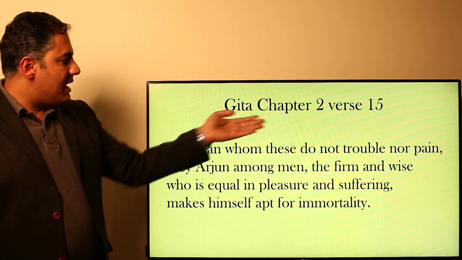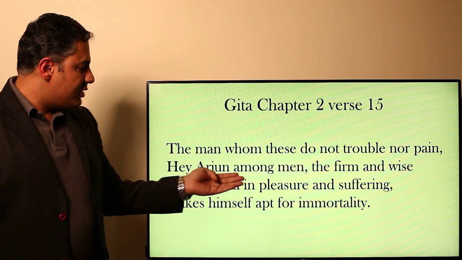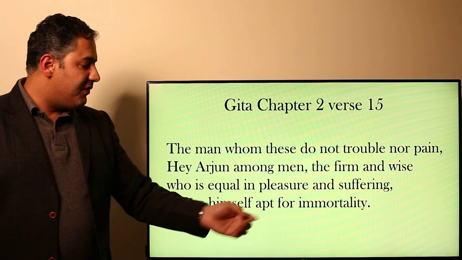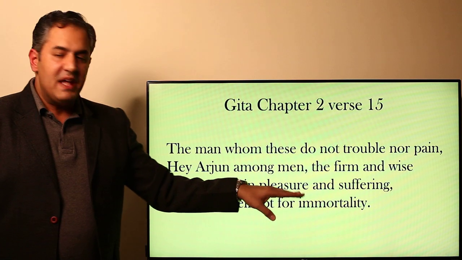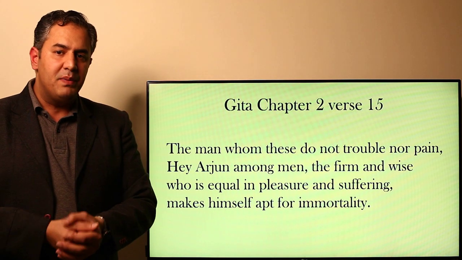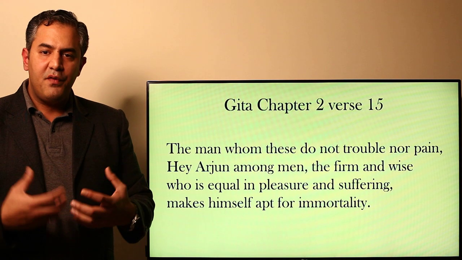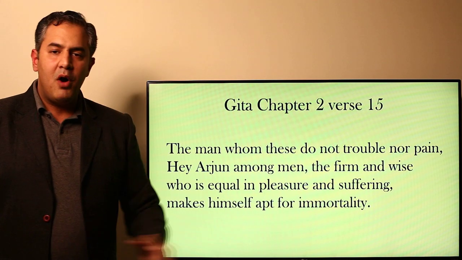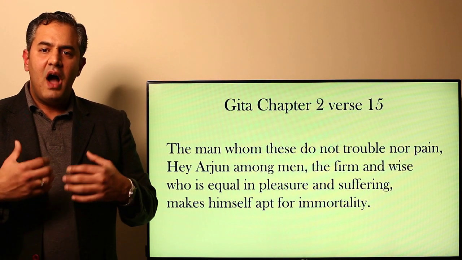In the Bhagavad Gita, chapter 2, verse 15, it clearly mentions: the man whom these do not trouble, nor pain, O Arjun, among men, the firm and wise, who is equal in pleasure and suffering, makes himself apt for immortality. Simply saying, a person who is equal in pleasure and suffering, who is not affected by his own karmic pattern or actions of other people, is not overwhelmed by happiness, nor feels grief or sorrow by the actions of other people. He who is equal in pleasure and suffering is apt for immortality. Immortality being the liberation, the attainment of higher consciousness, of higher knowledge.